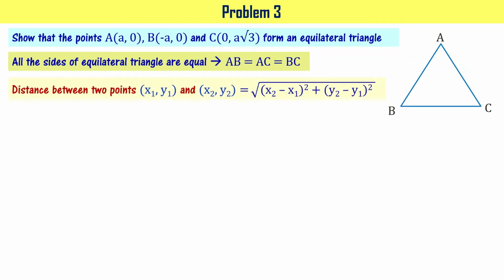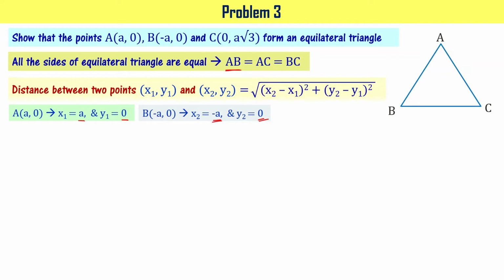We know that the distance between 2 points is given by the square root of (x2 − x1)² + (y2 − y1)², right? Now if I want to find the distance between points A and B, that is the length of line segment AB, let's say that A = (x1, y1), so that x1 is going to be a and y1 equals 0, and B = (x2, y2), then x2 is −a and y2 is 0, right?